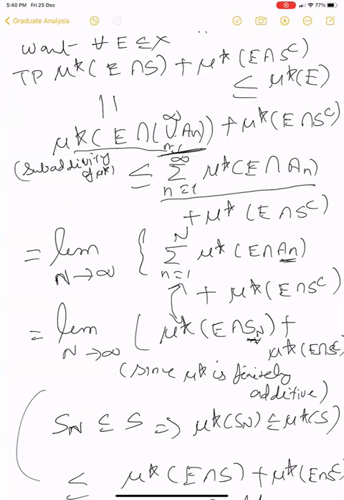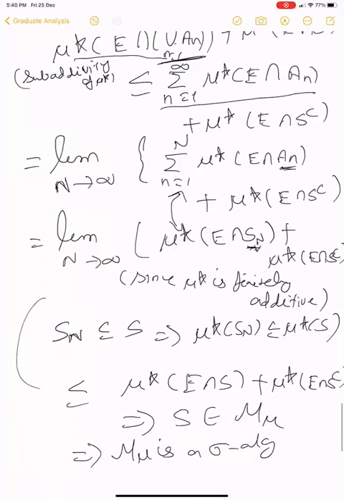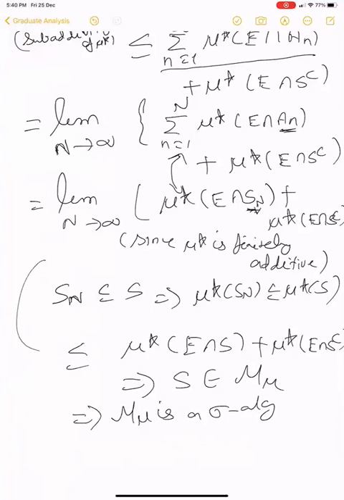Now this Sn is contained in S. Now we have the monotone property. Using the monotone property, I get the less than or equal to inequality. Then there is no n, so the limit is useless. There is no meaning for the limit. It's just a constant. So we got the inequality.